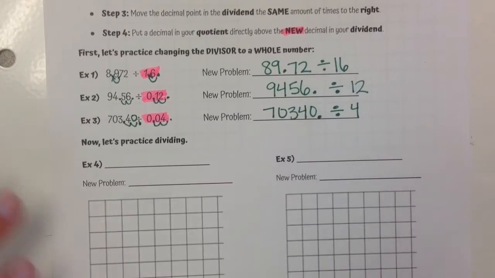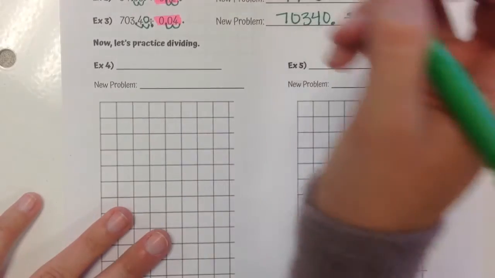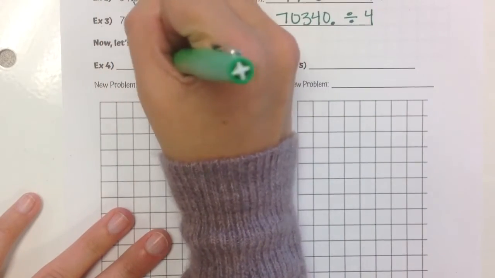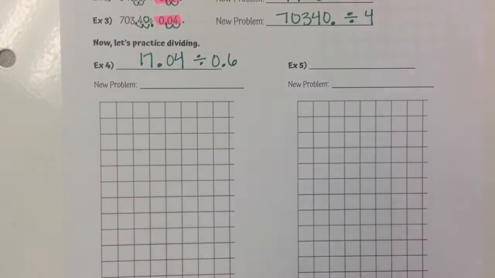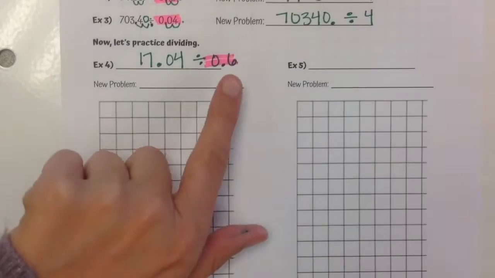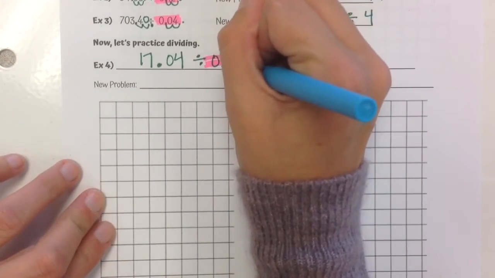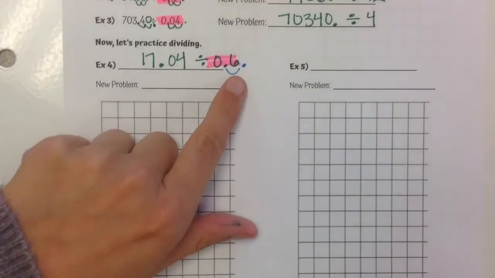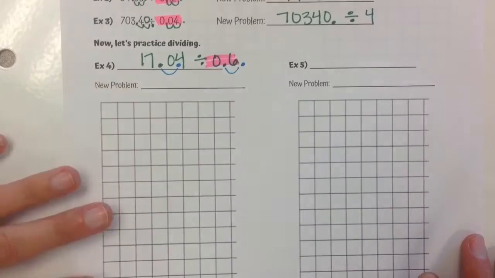All right, let's now practice dividing. So the first problem, we've got 17 and 4 hundredths divided by 6 tenths. First thing that I'm going to do is highlight the divisor, the number that I'm dividing by. So that second number here. This has to be a whole number. So I'm going to move the decimal point once to the right. Now that's going to become a whole number. If I move it once to the right there, I have to move it once to the right in this problem.